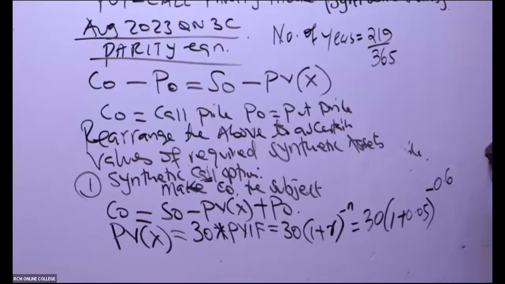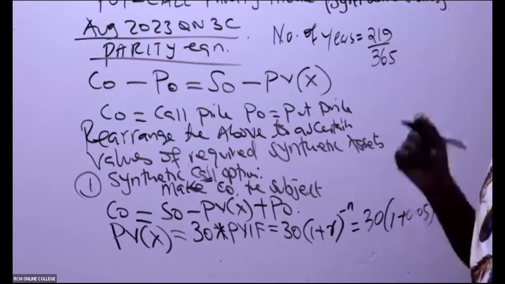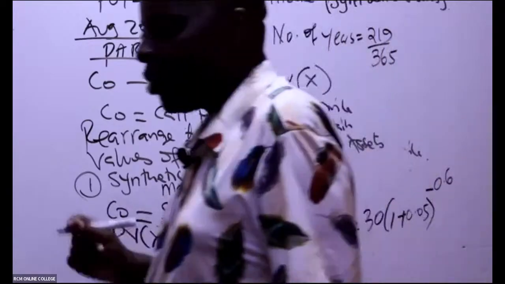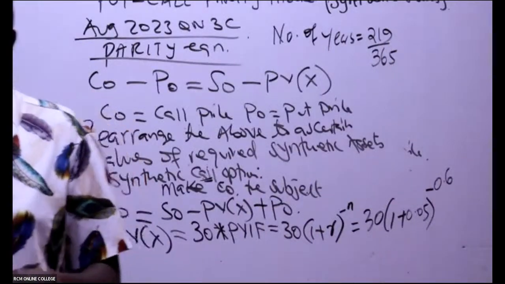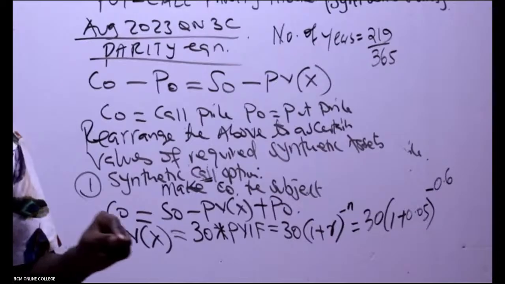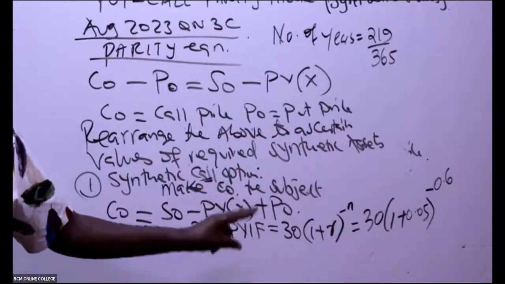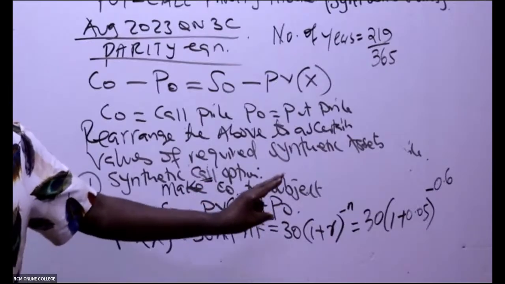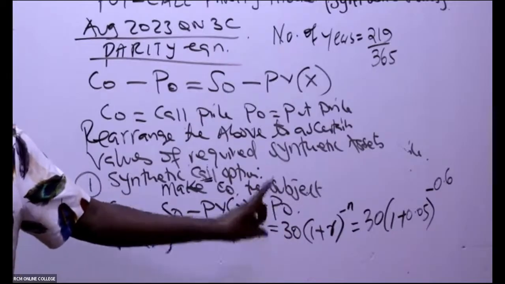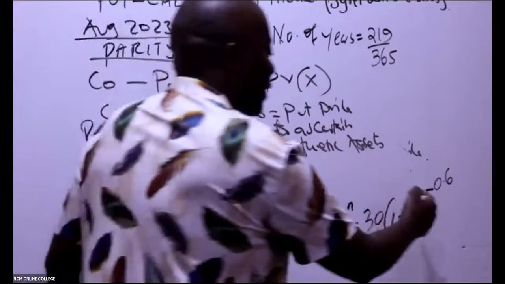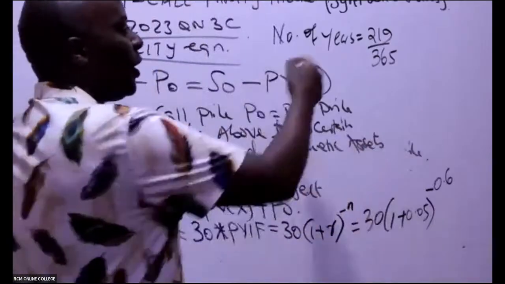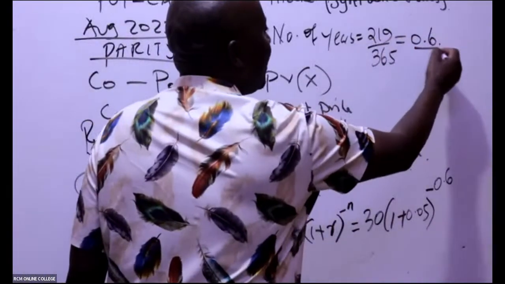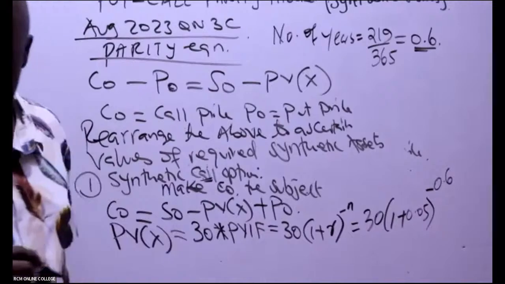So is there somebody who can give me this PV of the exercise price? Everybody must ensure that they are able to raise. You say 30 times into brackets, 1 plus 0.05 close, and then you say raised to. You'll be able to see the raised to like that. So in this case here, you have 0.6 years to expiration.